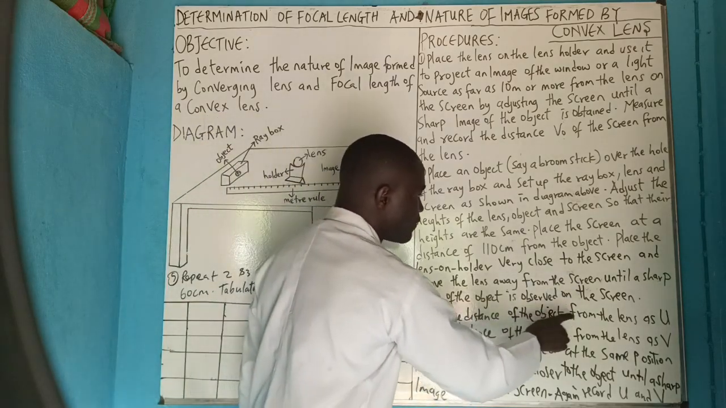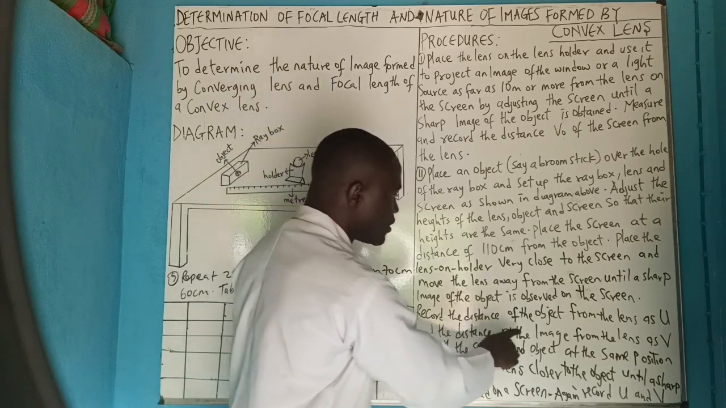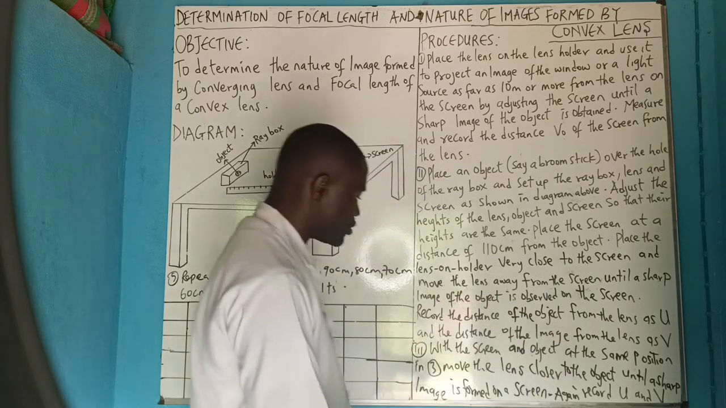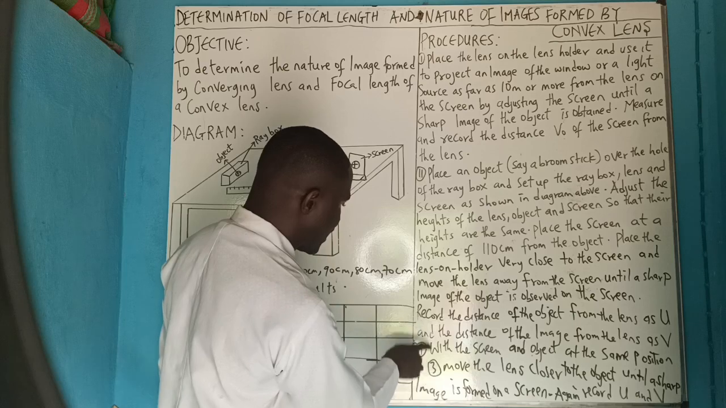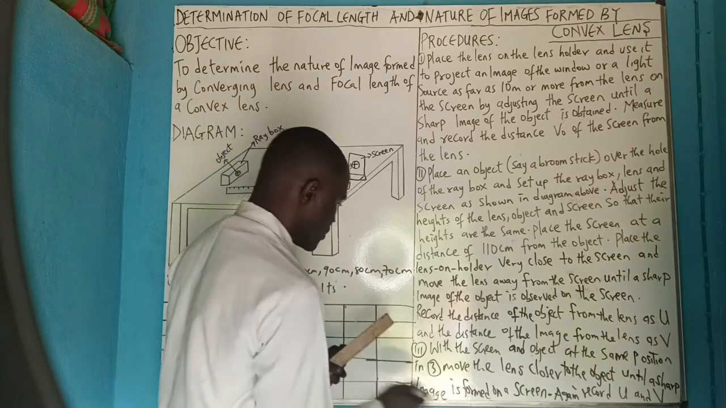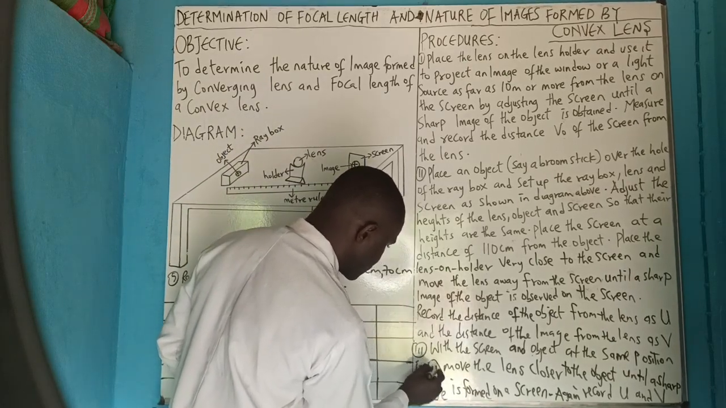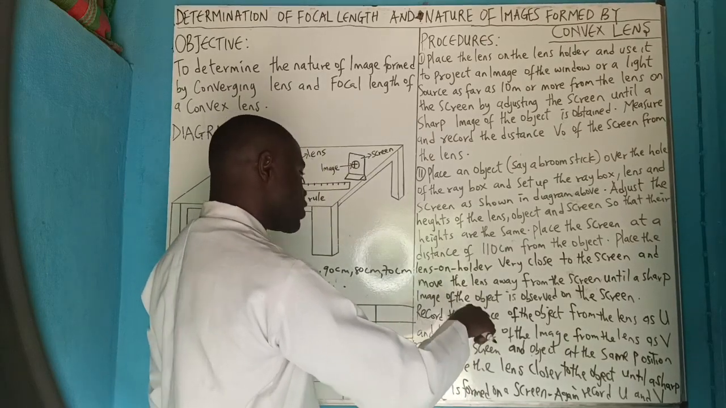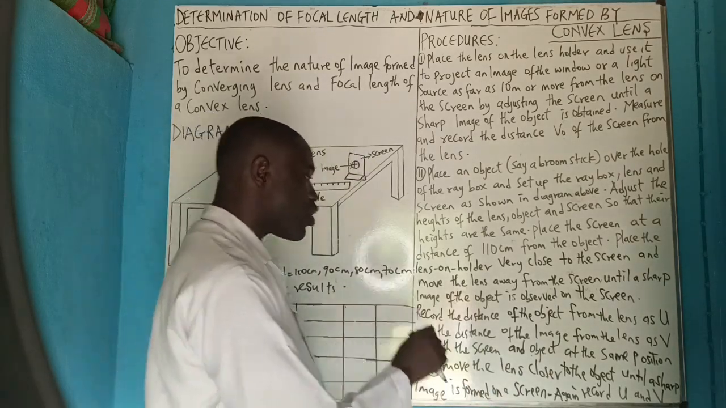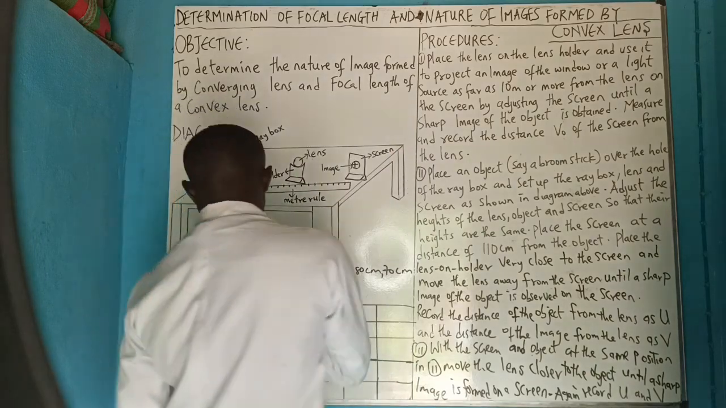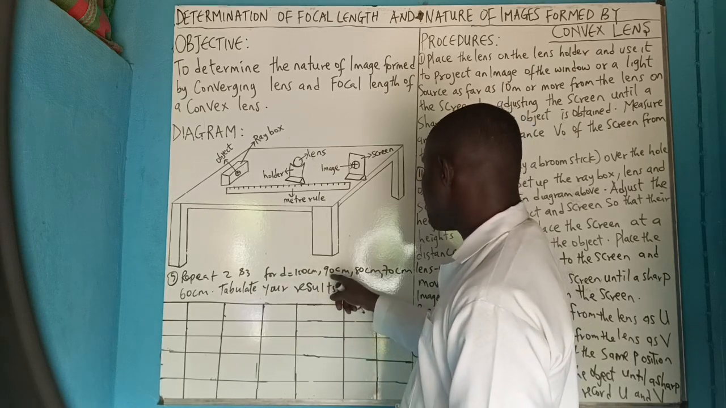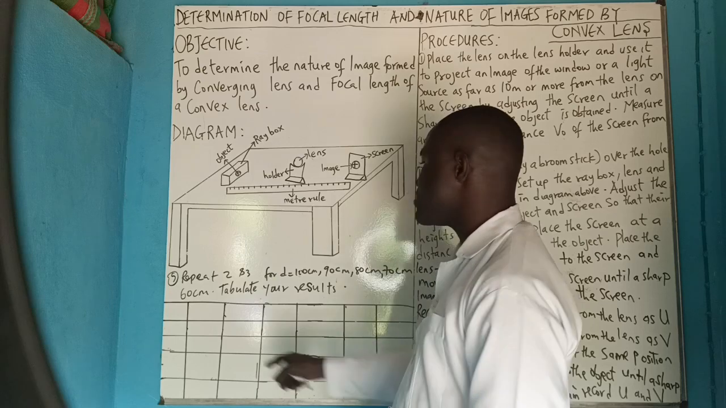Record the distance of the object from the lens as U and the distance of the image from the lens as V, with the screen and object at the same position. Move the lens closer to the object until a sharp image is formed on the screen. Again, record U and V. Repeat 2 and 3 for D equals 100 cm, 90 cm, 80 cm, 70 cm, 60 cm.